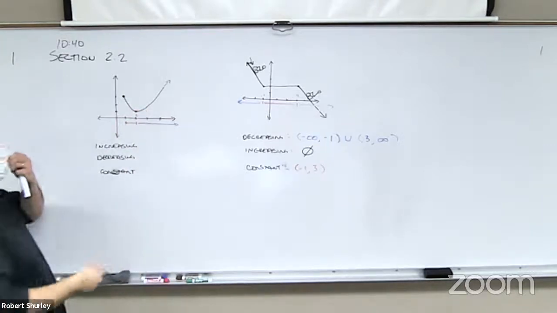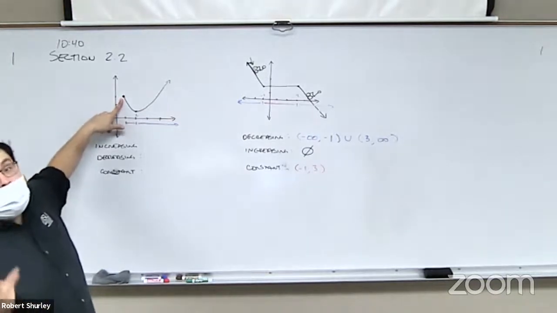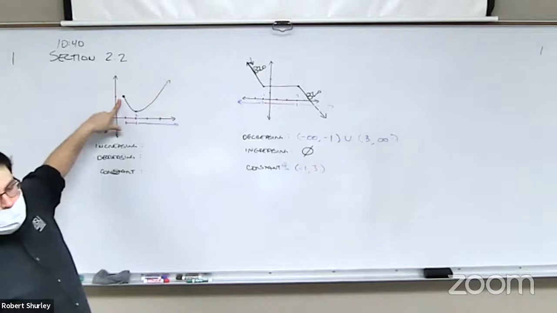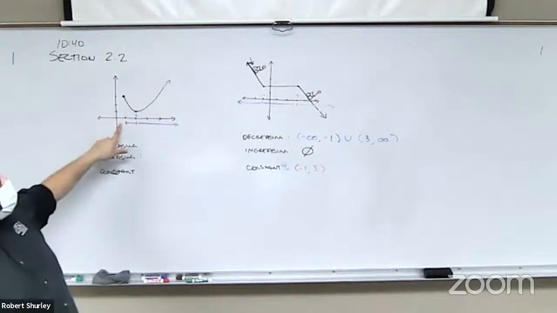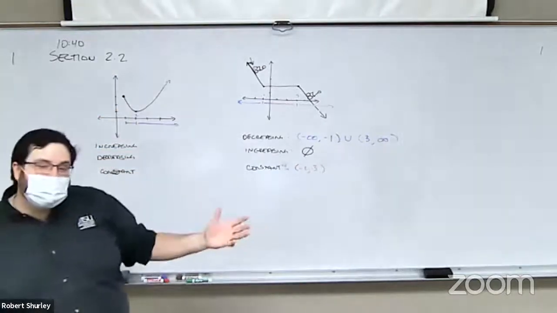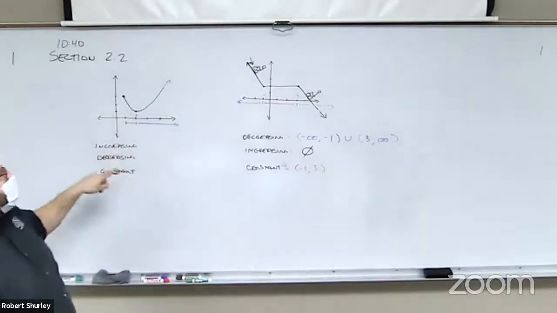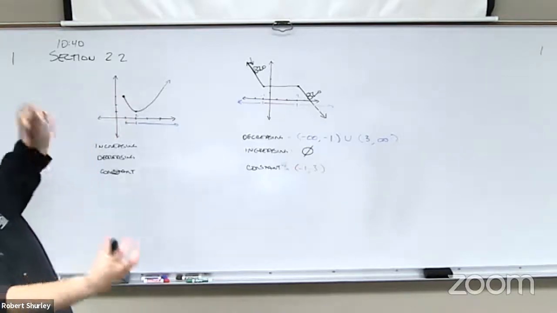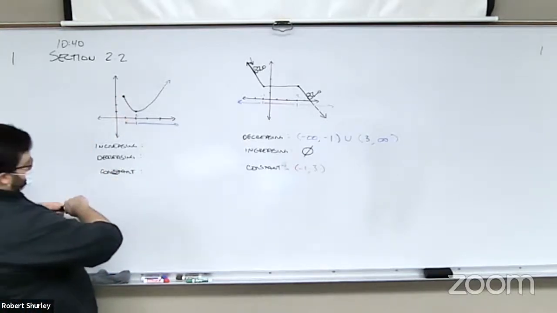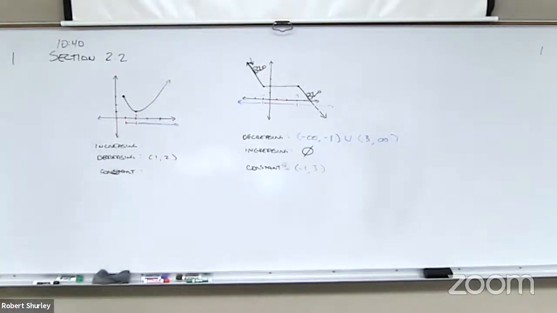Now, Jeanette, that black dot would mean that the coordinate 1, 3 is included in the line. We'll do domain on this one in a second. It would be included. But for decreasing, you would never include a coordinate because you need an interval. So for decreasing, we would go from just 1 to 2.